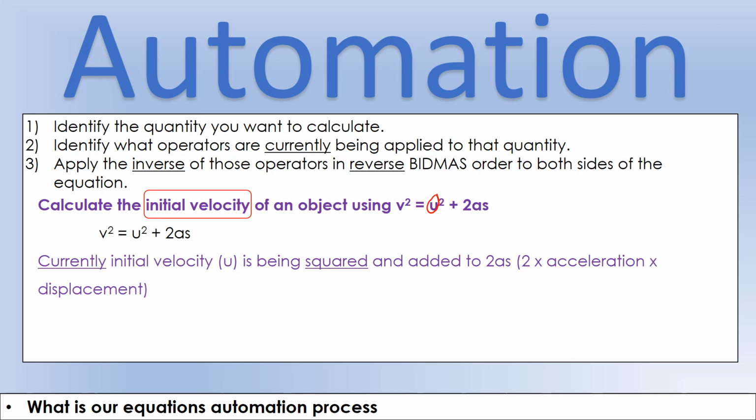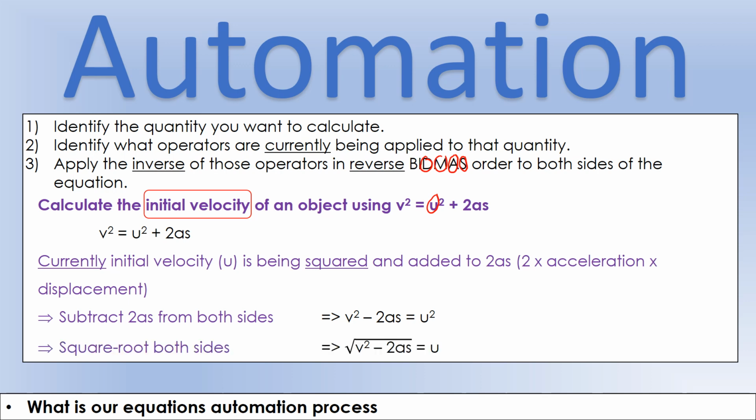Well, if we go through, is any subtraction happening? No, it isn't, so we can not worry about that. Is any addition happening? Yes, it is. So we're going to subtract 2as from both sides. So we've taken care of any additions that were happening. Is any multiplication happening? No, it's not. Is any division happening? No, it's not. Are any powers being applied? Yes, they are. It's being squared.